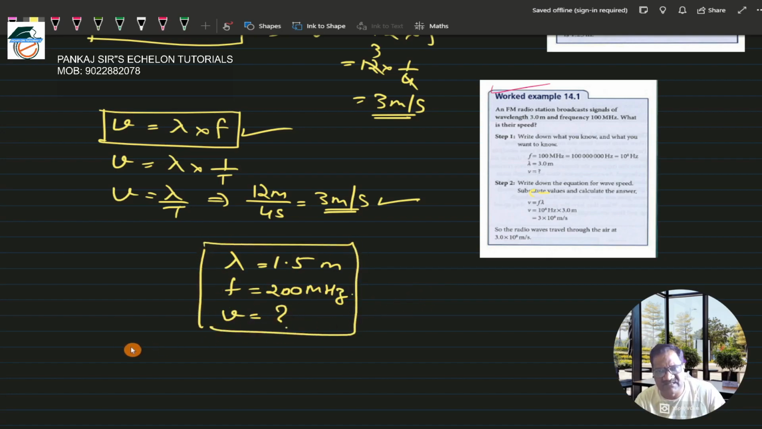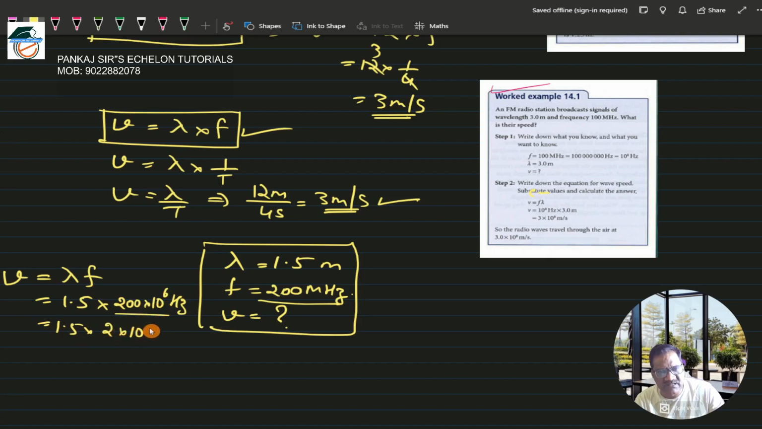So again, very simple. You have to use this formula: V is equal to lambda into F. Lambda is given to you as 1.5 and frequency is given to you as 200 megahertz. Megahertz means 200 mega means 10 raised to 6. So it will be 200 into 10 raised to 6 hertz. Now this will work out to 1.5 into, this can be written as 2 times 10 raised to 8.